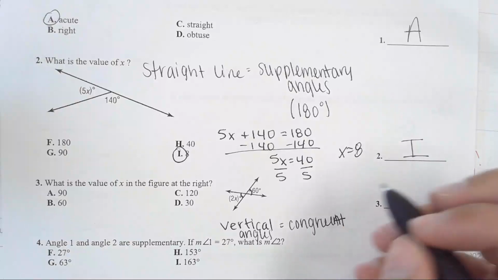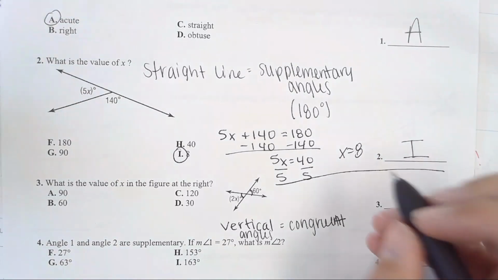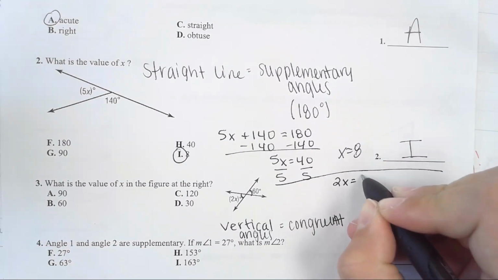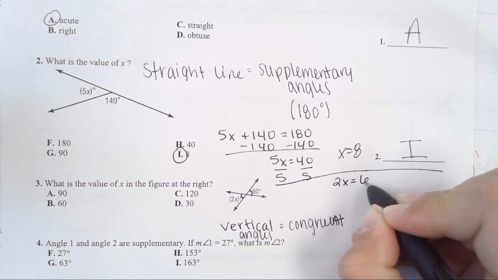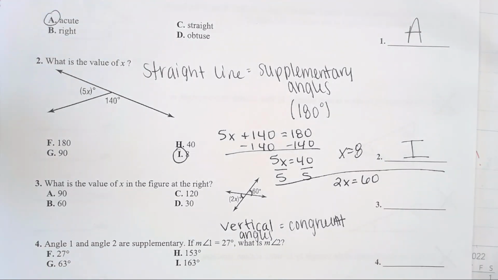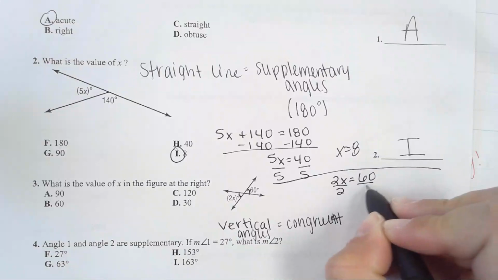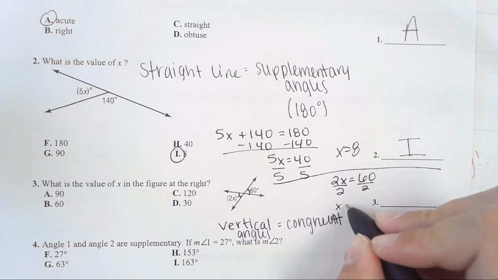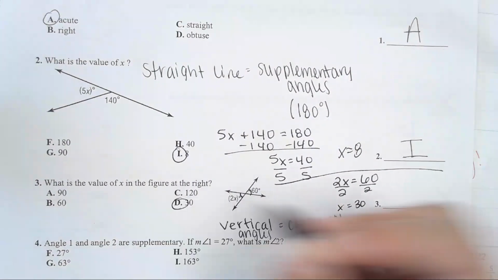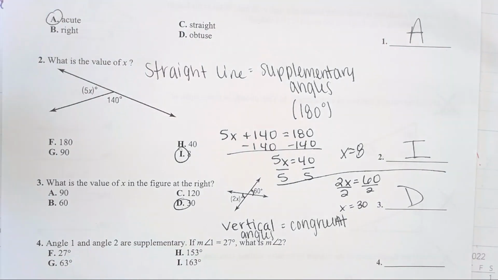So all I have to do here is set 2x equals to 60, because, again, as we know, vertical angles are congruent, so we can just set them equal to each other to solve for x. Then divide by 2 on both sides, and we get x equals 30. So your answer here should be D.